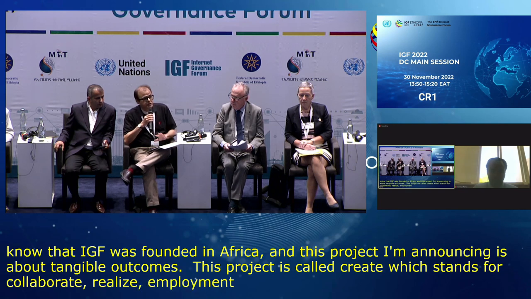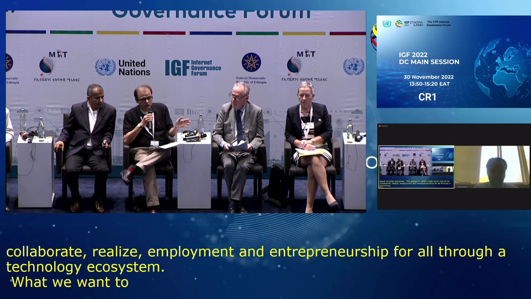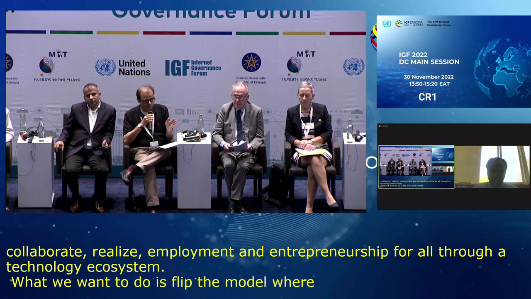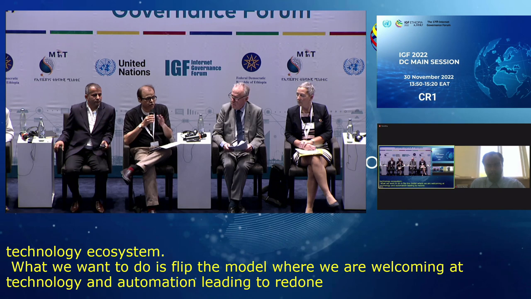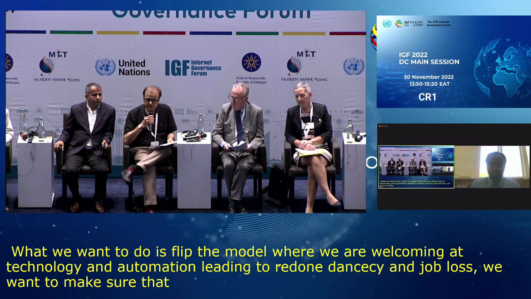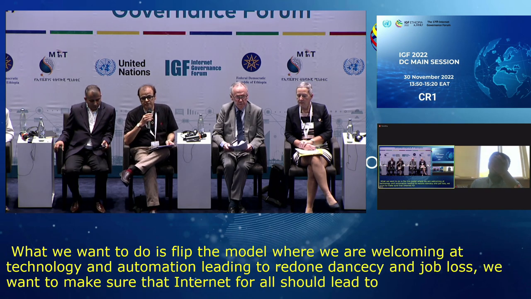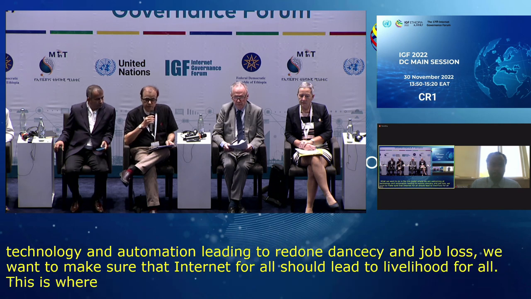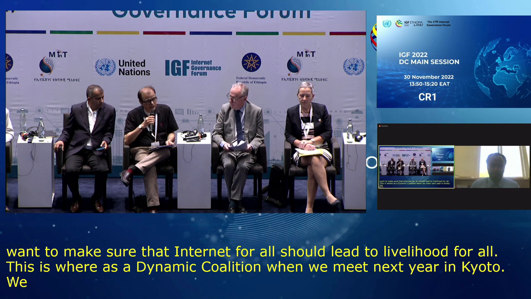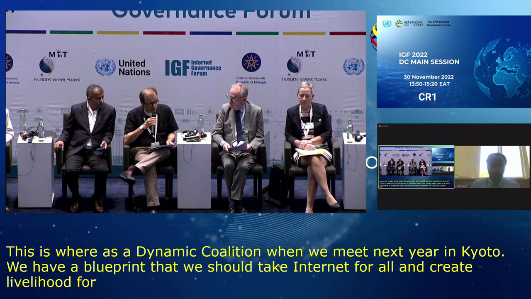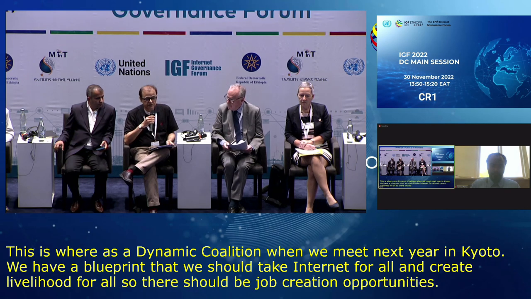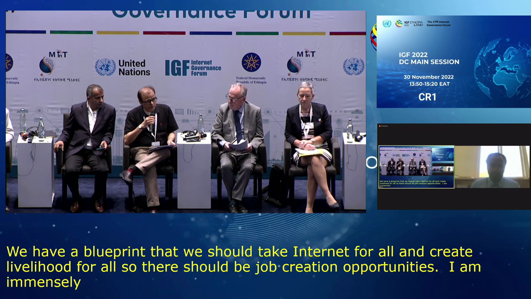What we want to do is flip the model where we are looking at technology and automation leading to redundancies and job loss. We want to make sure that internet for all should lead to livelihood for all. I think this is where, as a dynamic coalition, we want to make sure that when we meet next year in Kyoto, we'll have a blueprint that we should take internet for all and create livelihoods for all so that there are no job losses, rather there should be job creation opportunities. And I'm immensely thankful to Marcus, with whom we have worked with the team, and we hope that our work and our reports will lead to achieving our goals.